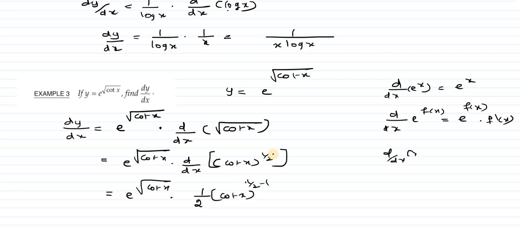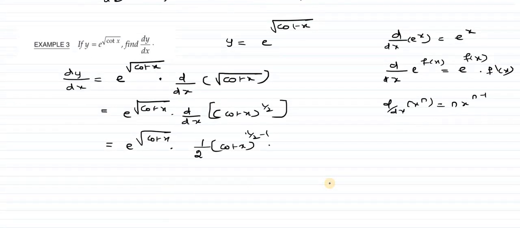d by dx of x to the power n is what? n x to the power n minus 1. The same thing I have used here. Correct? Next, what is it? Here we have to differentiate the function. So d by dx of cot x, e power under root cot x.